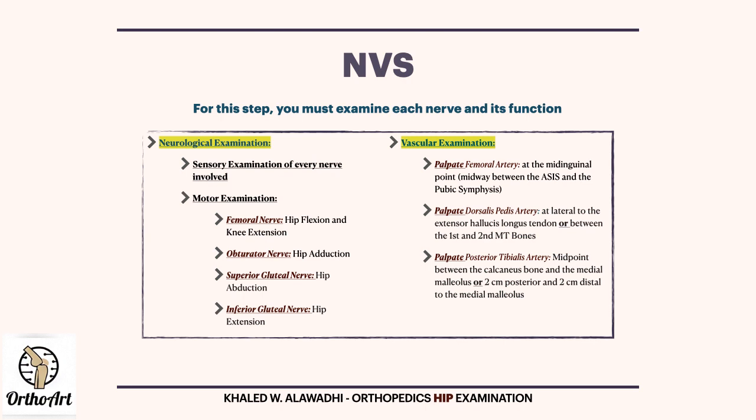And in vascular examination, always check three arteries. The femoral artery: as you know from general surgery in hernia examination, palpate the femoral artery at the mid-inguinal point, which is midway between the anterior superior iliac spine and the pubic symphysis. Then you palpate the dorsalis pedis artery lateral to the extensor hallucis longus tendon, or sometimes students prefer to say between the first and second metatarsal bones. However, it's ideal to say lateral to the extensor hallucis longus tendon. This is a very good medical way to say it. Finally, we palpate the posterior tibial artery, which is the midpoint between the calcaneus bone and the medial malleolus, or 2 cm posterior and 2 cm distal to the medial malleolus. And always compare to the other side, don't forget that.